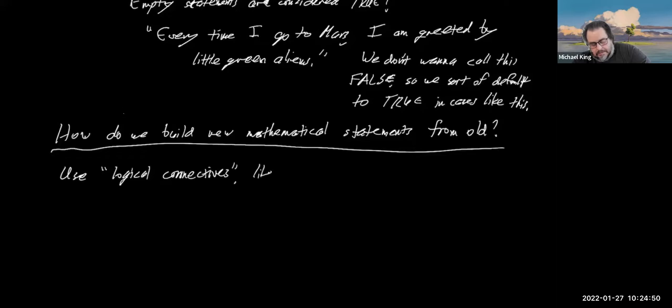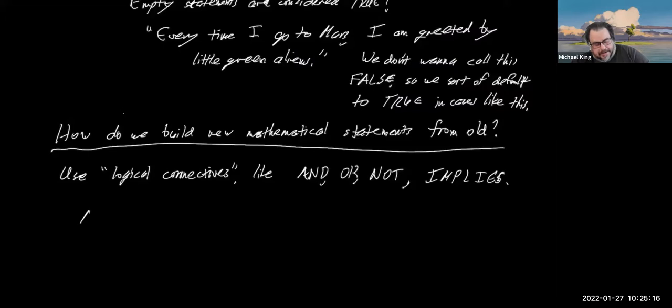Like and, or, not. Those are the three super basic ones. And then implies is also going to be one of these, but we'll have to talk about what that means. So maybe I'll actually include that in the list: implies, because I want to talk about each of these in turn.